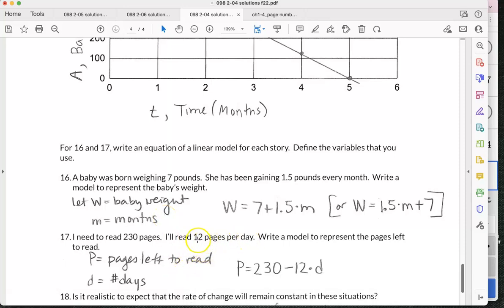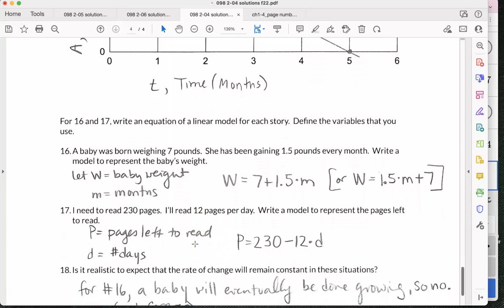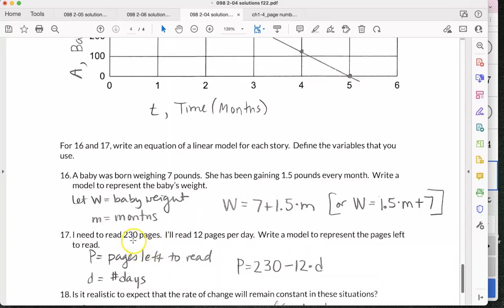Is this a realistic thing? No, you might read fewer pages one night and more pages another night. So this isn't that realistic either. But you might need to say to yourself, I've got to read at least 12 pages every day in order to meet my goal in a certain amount of time. So this might just be a plan you come up with and then you try to stick to it.